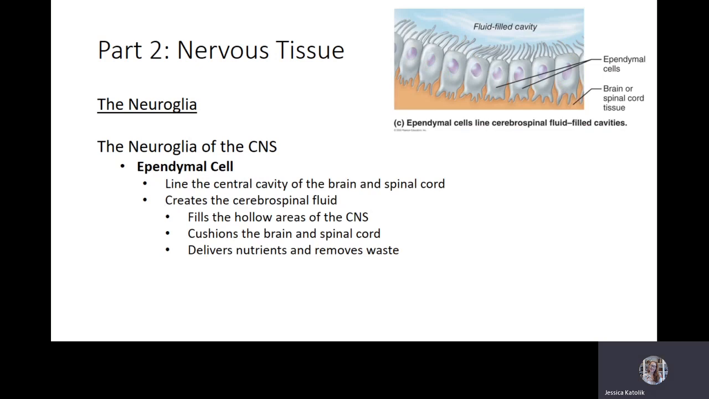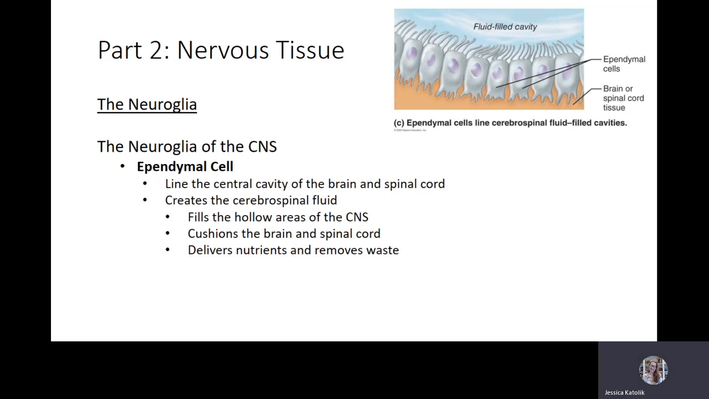The next type of cell that is in the central nervous system, that is a neuroglial cell, is called an epidermal cell. Epidermal cells line the hollow spaces in the brain and in the spinal cord. There are these hollow spaces in the brain called ventricles, and for the most part, they are filled with a fluid. This fluid is called cerebral spinal fluid, and the epidermal cells are responsible for creating and circulating cerebral spinal fluid. So what does cerebral spinal fluid do for the central nervous system?